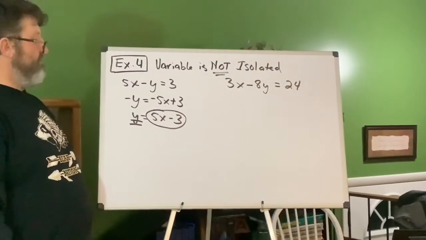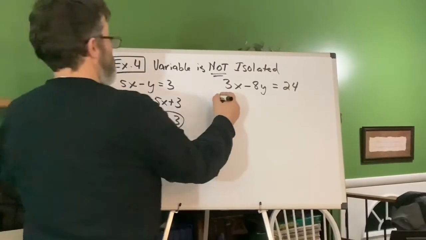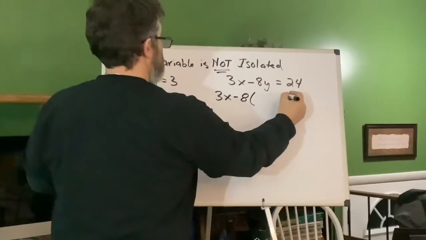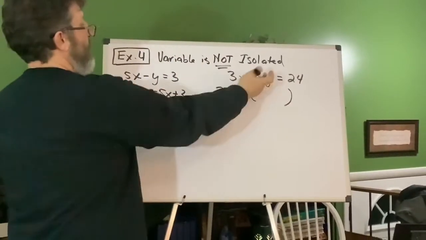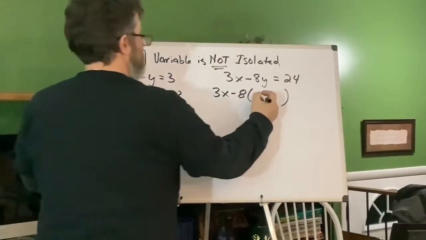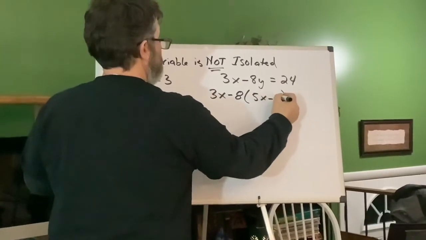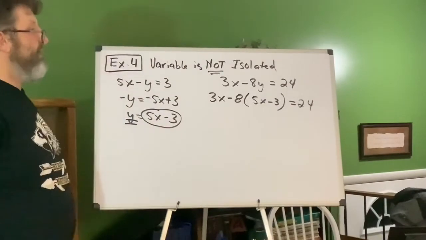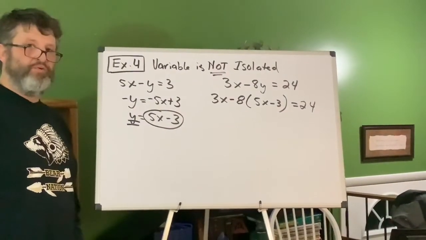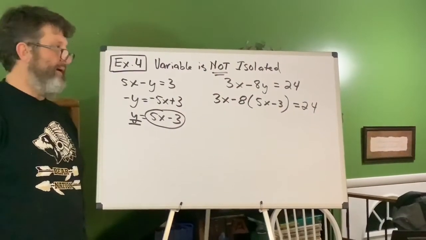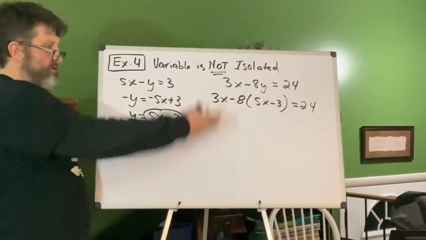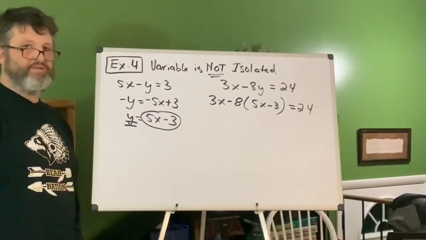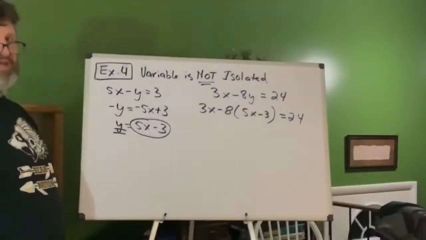All right, so here we go. 3x minus 8 times the quantity y comes out of the game, 5x minus 3 goes into the game, equals 24. Now what I would like you to do is push pause on your video and solve for x, then substitute back here, solve for y, and see if you can get the answer. All right, did you get the answer?